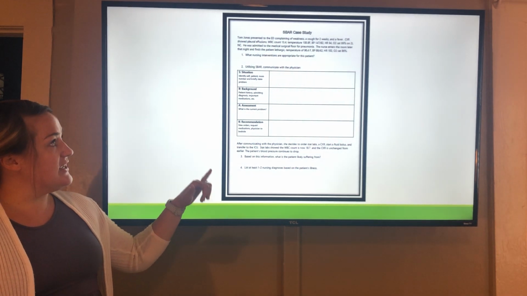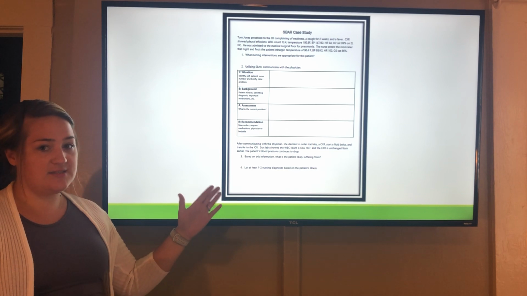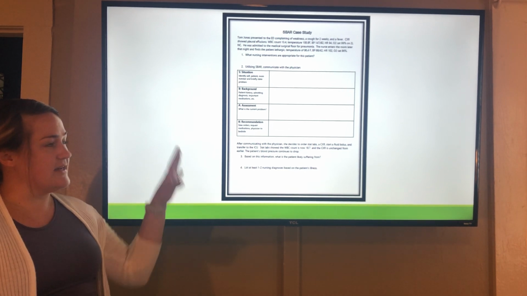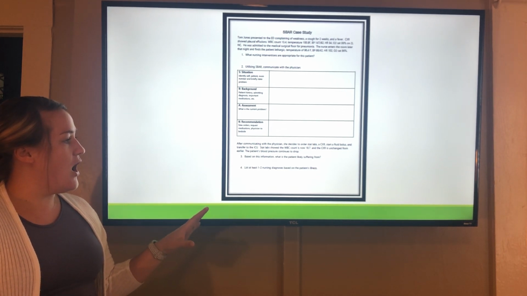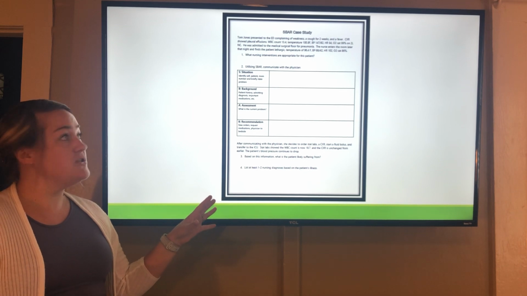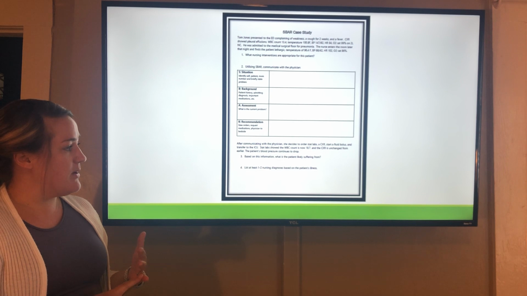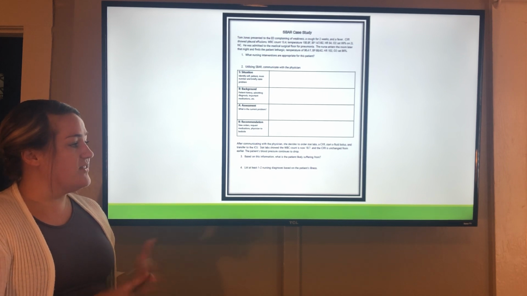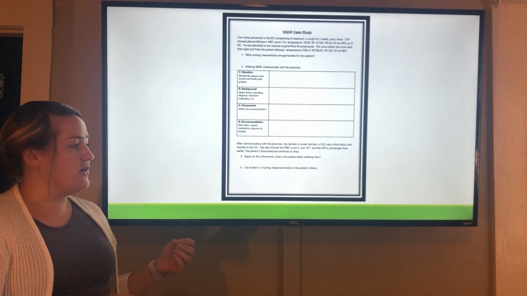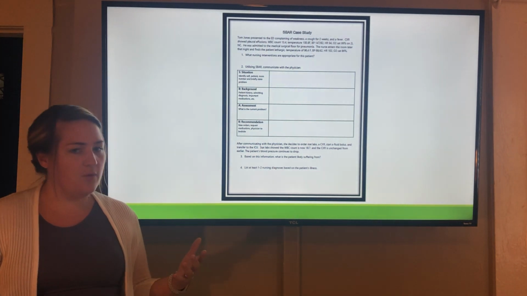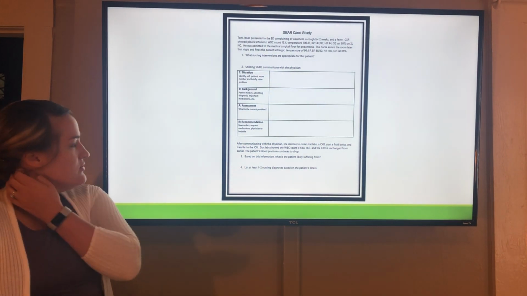I included the case study that I had created. This is my original questions template, everything that I had done for what I would have given the students. It asks them to list the nursing interventions, the SBAR component, what they think the patient is suffering from, and then nursing diagnoses that are appropriate for the patient's issues.